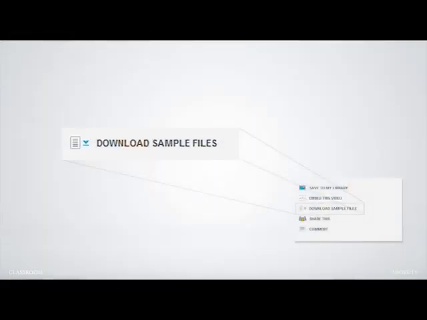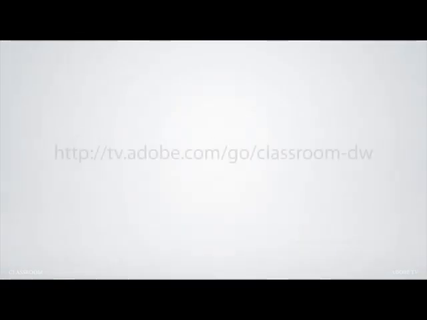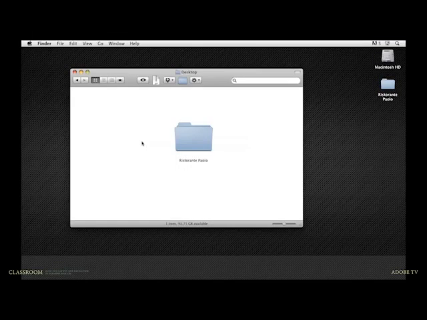So if you're on Adobe TV's website, go ahead and click the Download Sample Files button to download the assets. Or if you're not on Adobe TV's website, just go ahead and go to the URL that's listed. Okay, so once you have the assets, you can just go ahead and put them on your desktop like I have them here. And what I want to do, first off, is launch Dreamweaver.